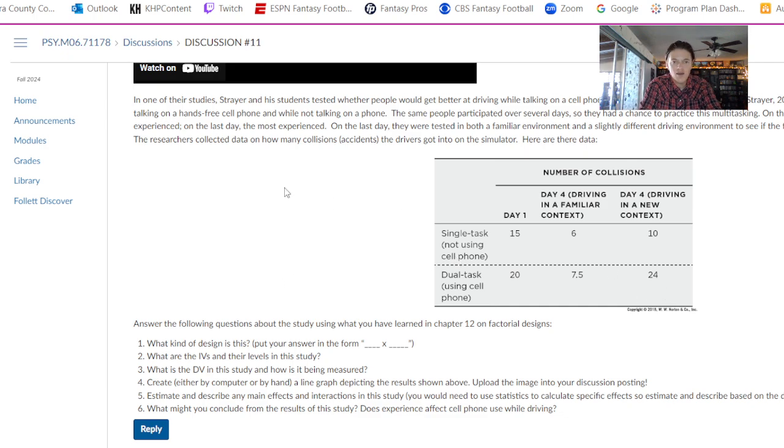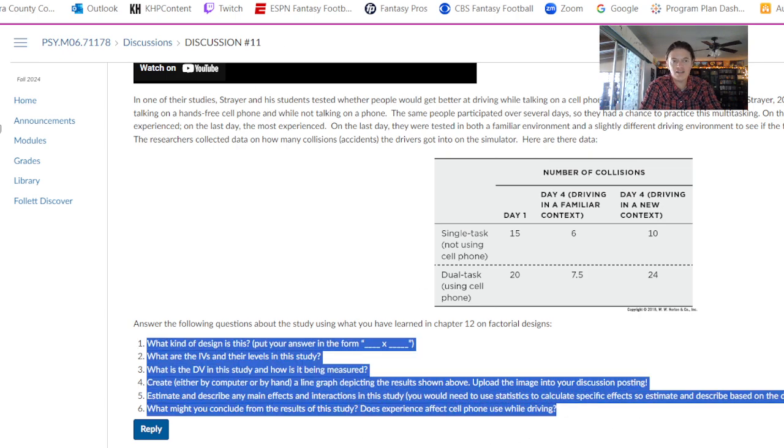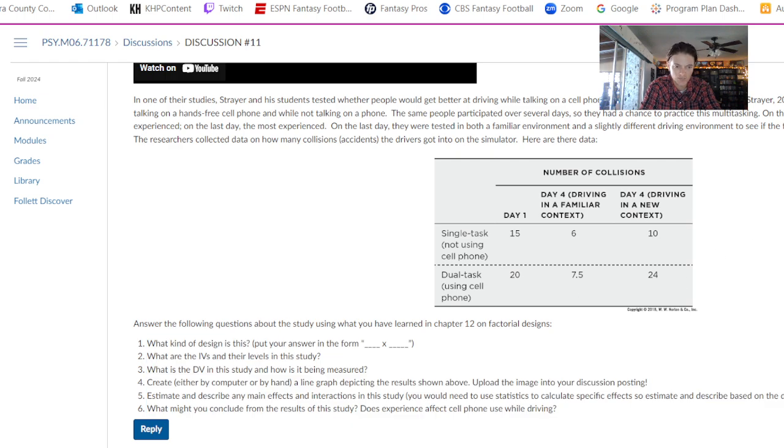But what you're doing here is you're looking at a little experiment related to cell phone use and driving, a number of collisions. We've got more than one independent variable here. So we're talking about a couple of different pieces. What you're going to do is complete these 6 questions related to this short scenario. And here's a little chart with some information to help you.